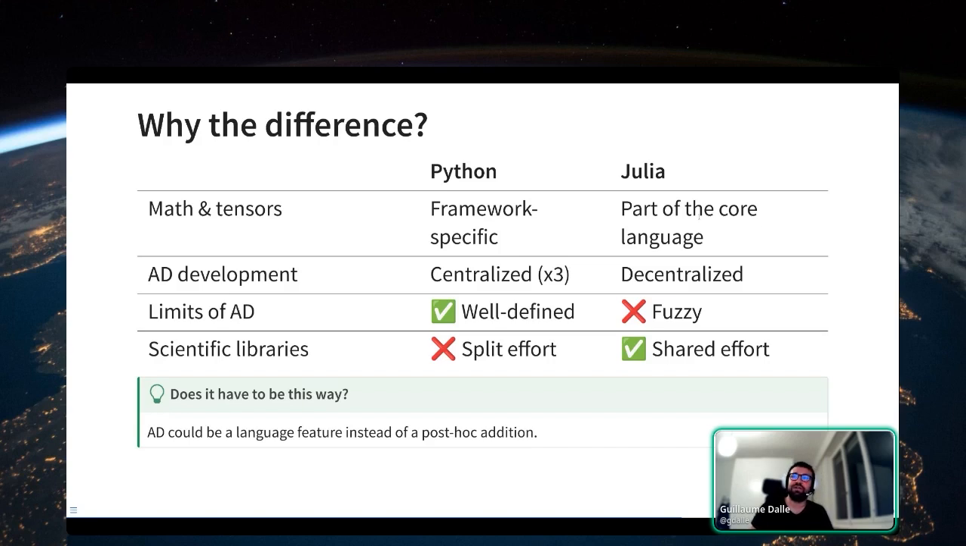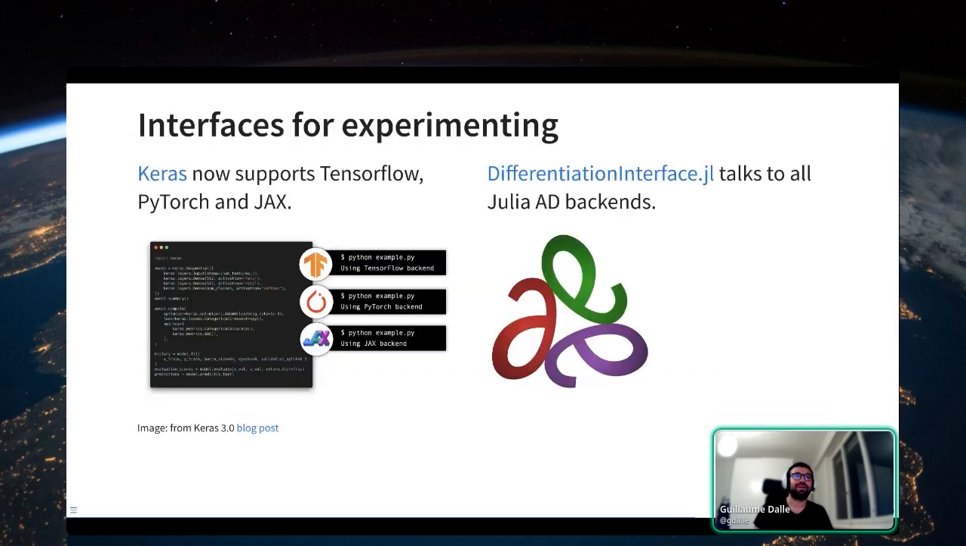Whereas in Julia, the objective is to differentiate through the language itself, which is both more ambitious and more likely to fail. But it's worth it nonetheless. In this sort of fragmented ecosystem, what's really important is having experimentation options in the form of interfaces.